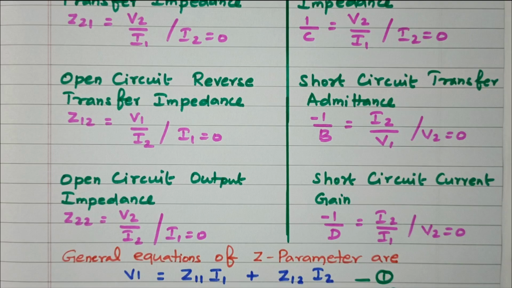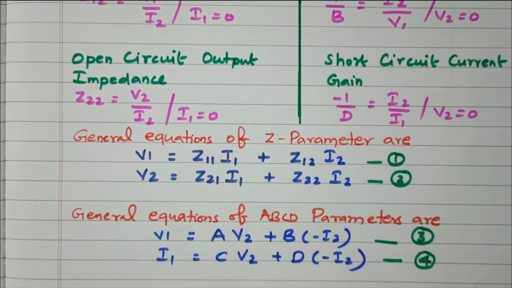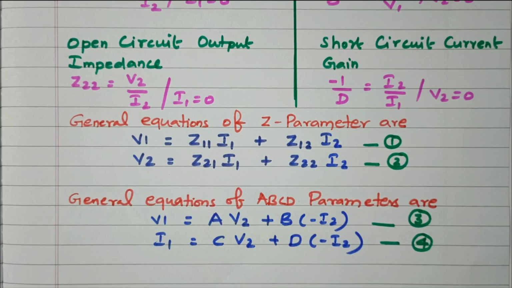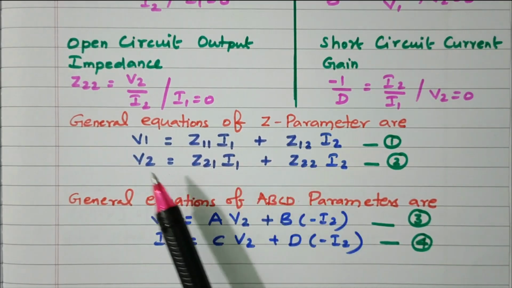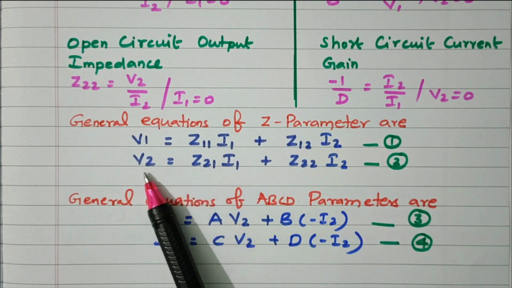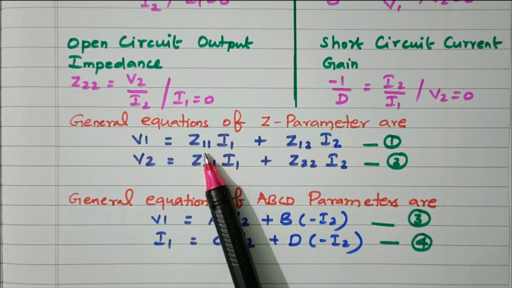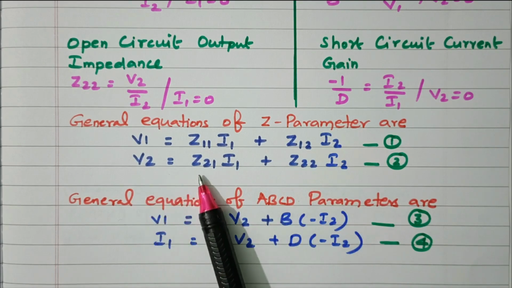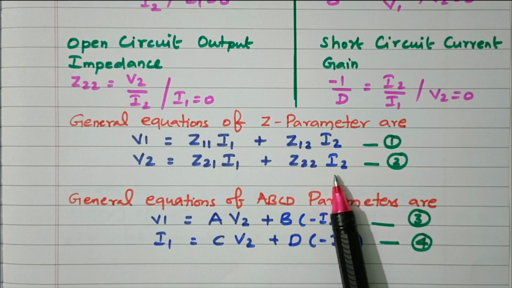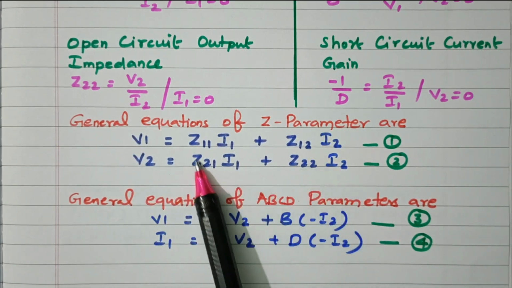Now we'll see how to get the relationship between the Z parameters and ABCD parameters. The general equations of the Z parameters are given in matrix form as: V1 equal to Z11 I1 plus Z12 I2, and V2 equal to Z21 I1 plus Z22 I2. Voltage is expressed in terms of current with impedance parameters.